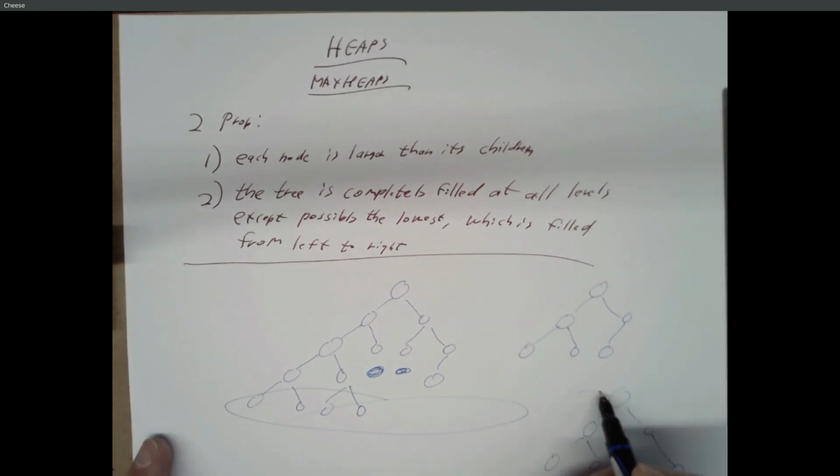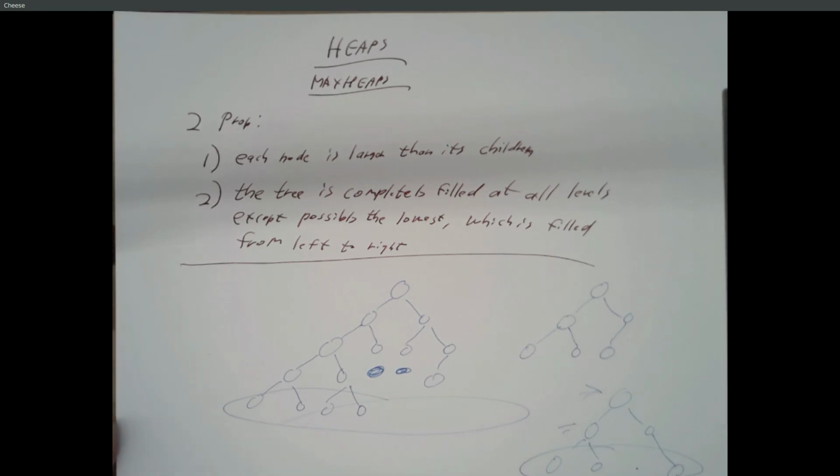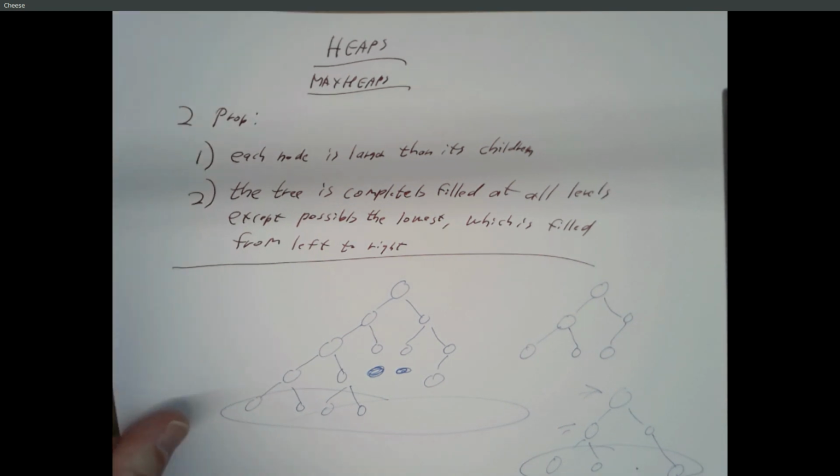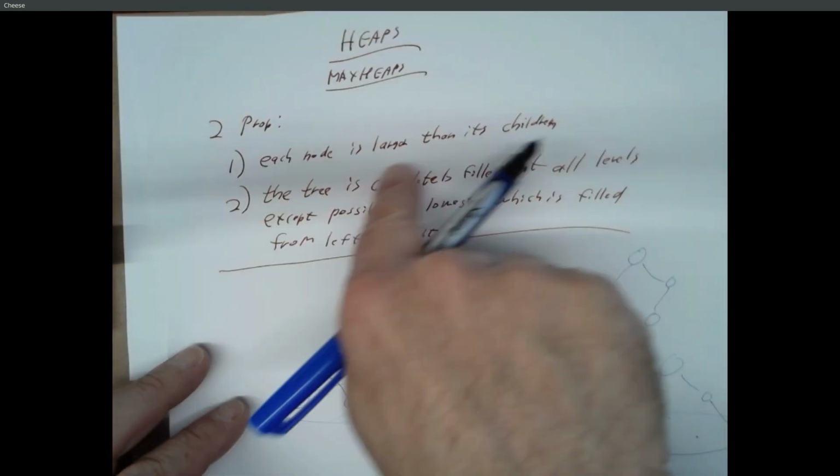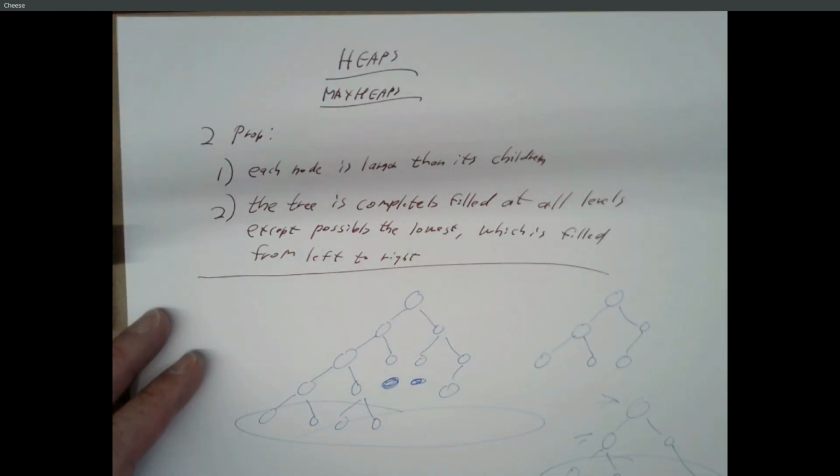Because every level is filled except for the last one. That last level has to be filled in from left to right. So I should have something right here before I have something over here. So if you were to scan this thing from left to right, moving down from top to bottom, once you run out of nodes, you should be done, right? You should have hit every node before you get to an empty spot. And property 1 is sort of self-explanatory. Every node's bigger than the value of its children. So for min heaps, this just changes. Every node is smaller than its children. Property 2 is the same.